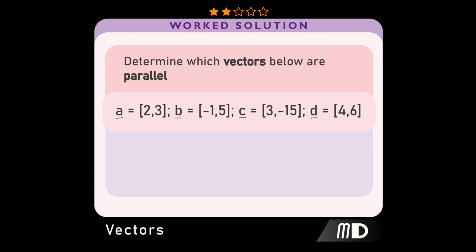Now, in this video, we're going to answer the following question. Determine which vectors below are parallel. And we've been given 4 vectors. A equal to [2, 3] in a square bracket, B equal to [-1, 5] in a square bracket, C equal to [3, -15] in a bracket, and D equal to [4, 6] in a square bracket.